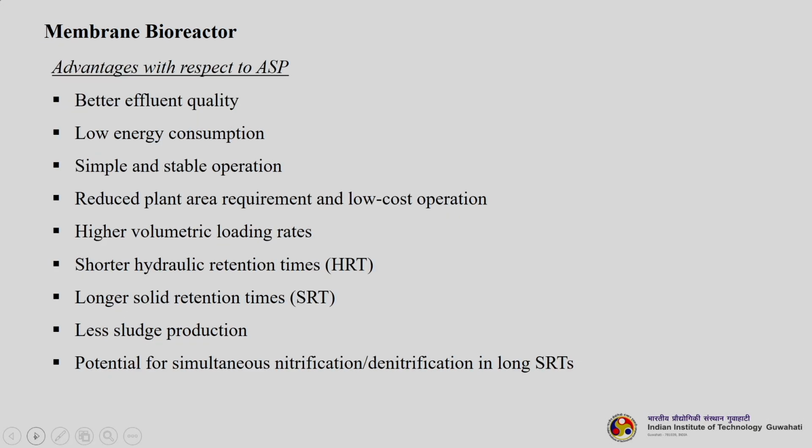If you compare the membrane bioreactor advantage to the traditional ASP, the activated sludge systems, ponds, the quality of effluent is far better and superior, and the energy requirement is very low because you are dealing with a membrane system. Membrane systems consume very low energy. It is simple and stable because of the membrane integration, and since you are integrating the membrane, you do not need very huge pond sizes. So, the plant area requirement becomes less.